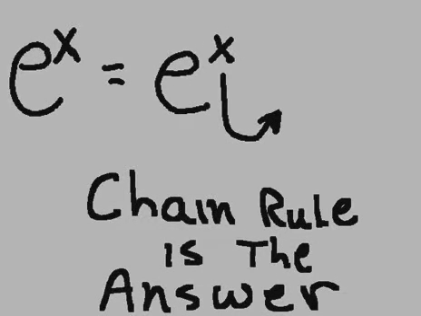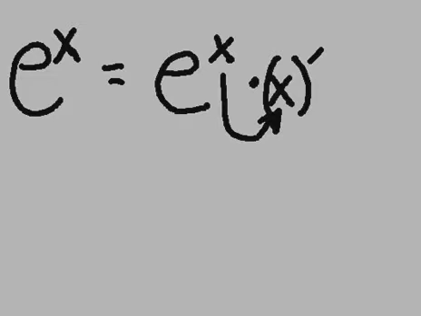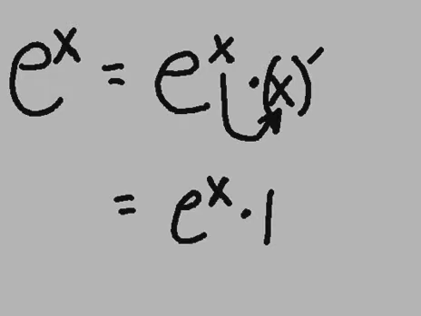So e to the x equals e to the x, and we're going to use the chain rule. The chain rule is the answer. Well, we take the inner function, which is the exponent, and we multiply e to the x times the derivative of the inner, in this case the exponent. And the derivative of x is 1. E to the x times 1 is e to the x.